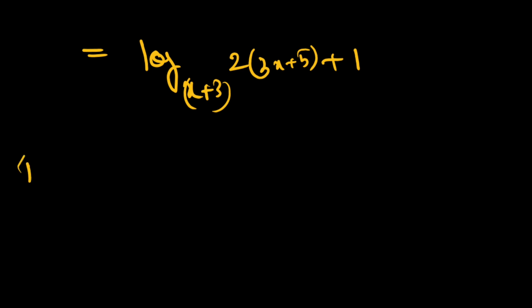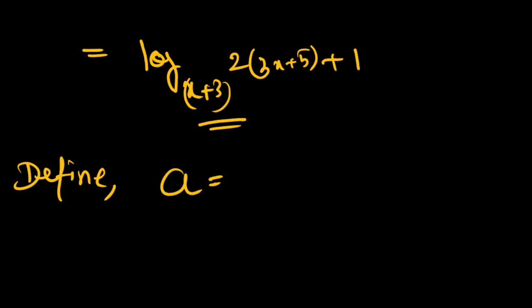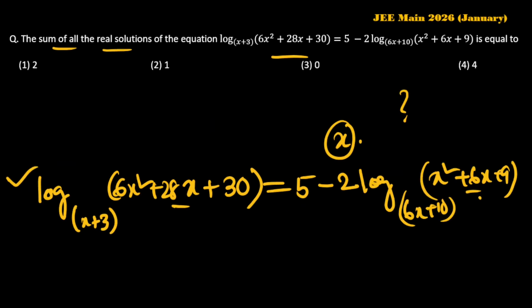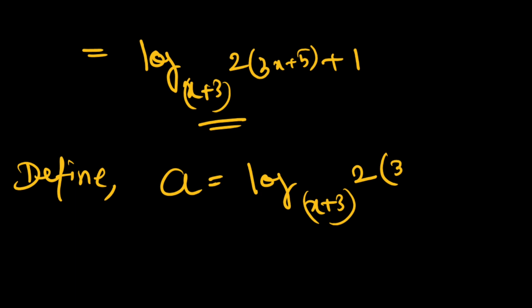Now we define this number as a. Suppose a is equal to log base (x + 3) of 2(3x + 5). Our motive is to find the value of x, so that's why we define a, and we write our full equation in terms of a. That is our main target. Therefore the left hand side becomes a + 1.